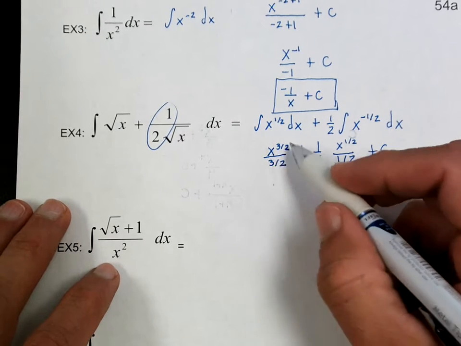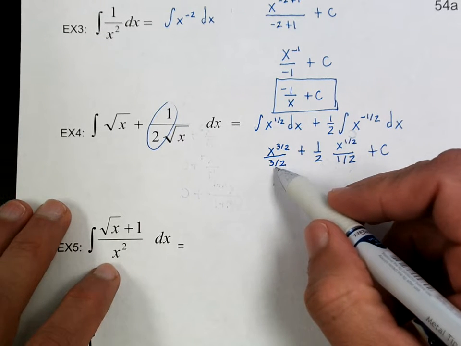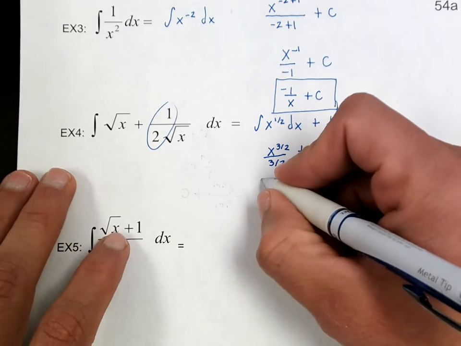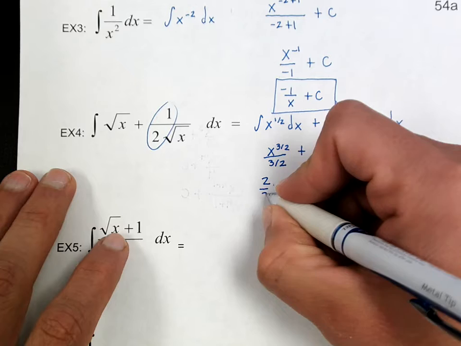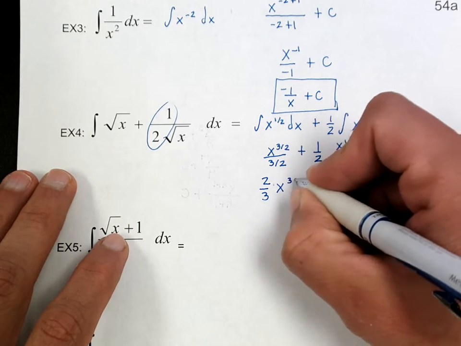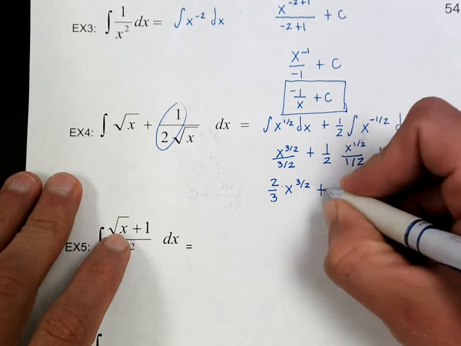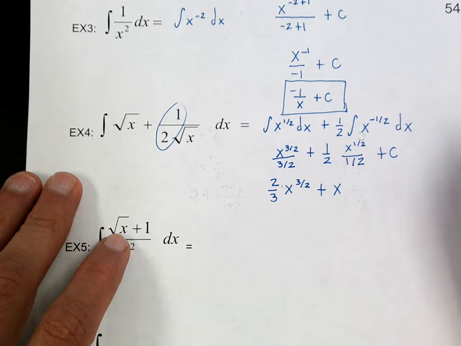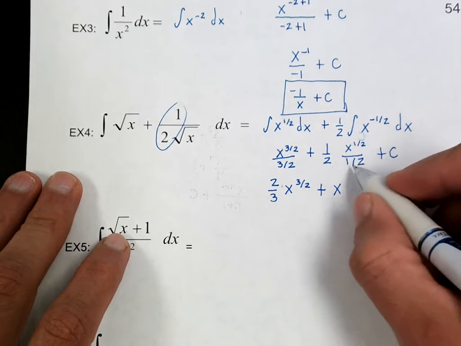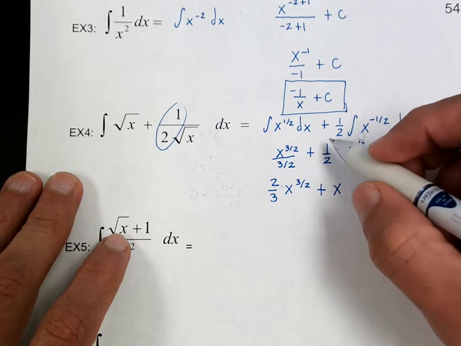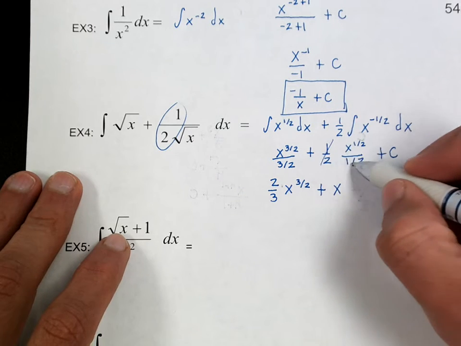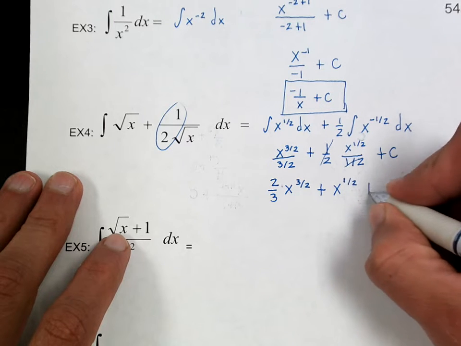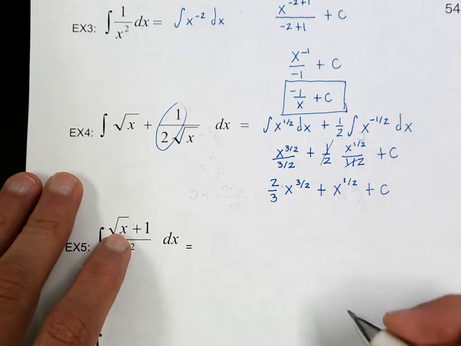Alright, now if I divide by 3/2, if you do the keep change flip, that's the same thing as multiplying by 2/3. So I have 2/3 x to the 3/2 plus x to the, oh yeah, this is going to cancel. This is nice. The 1/2 and this 1/2 are going to cancel each other out here. So this is just x to the 1/2 plus c. Alright, so that's my answer.